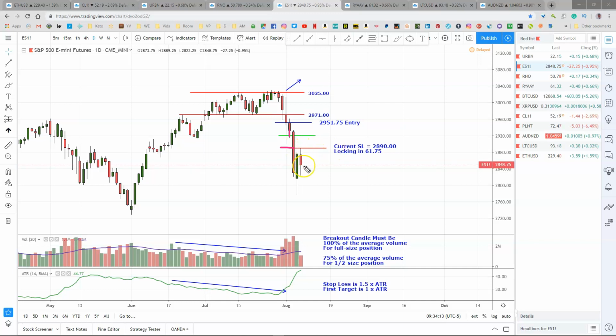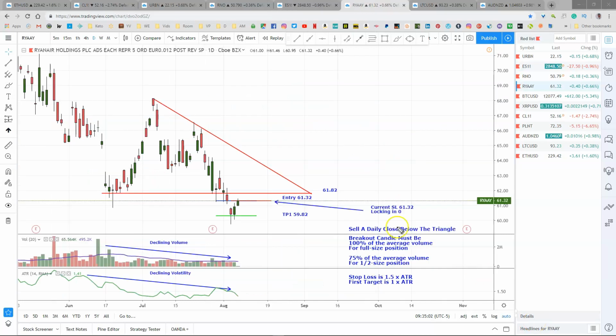I'm still in this, and as soon as it makes a lower low, I will move the stop down a little bit more. So right now we've got a total of about $2,500 profit locked into this. So this was about $850 or so on this, and the rest of it is locked here at $61.75.